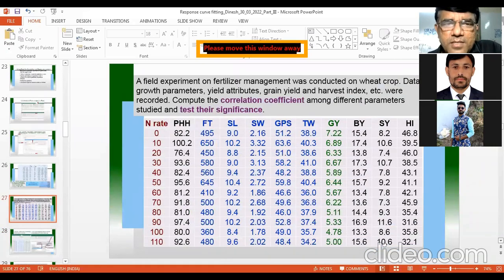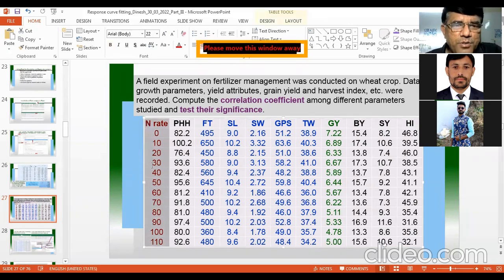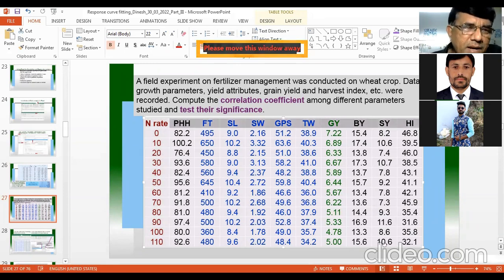now you see, this is a problem. A field experiment on fertilizer management was conducted. Data on growth parameters, yield attributes, grain yield, and harvest index were recorded. Compute the correlation coefficient among different parameters studied and test their significance. So this is a very simple problem you are going to solve in Excel. So this is your N rate, 0, 10, 20, 30, and so on. Here, this is your independent variable, and all the others are dependent variables.